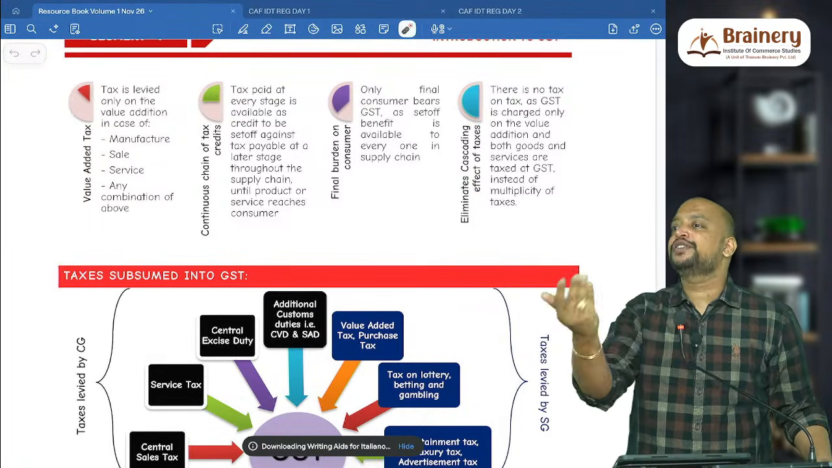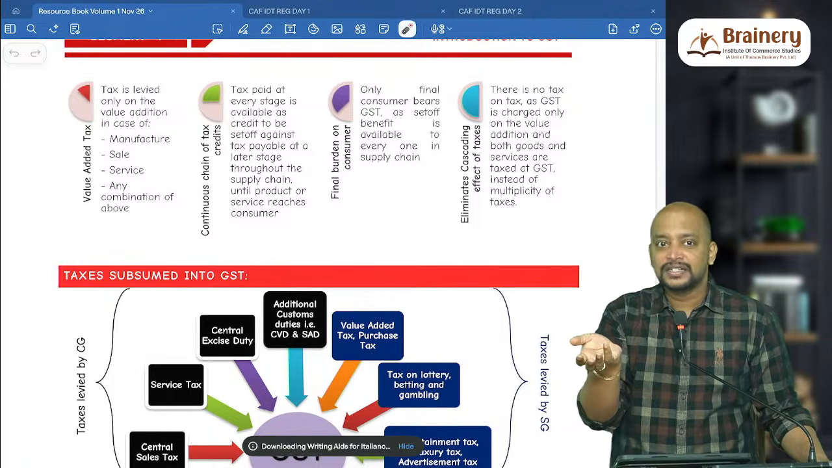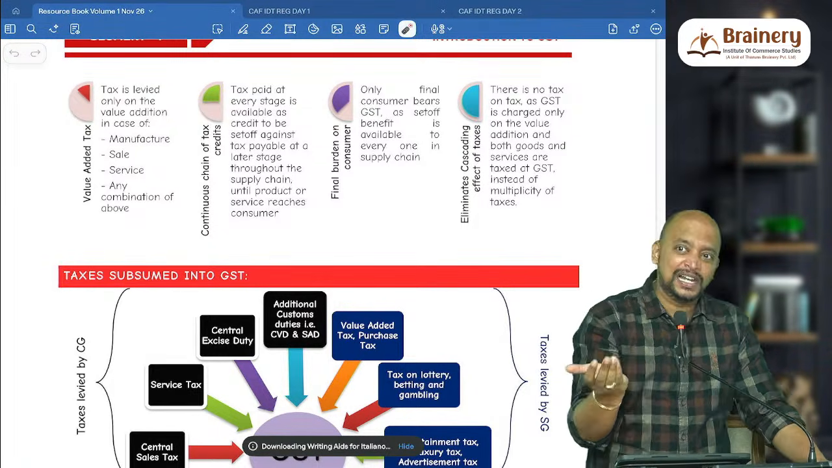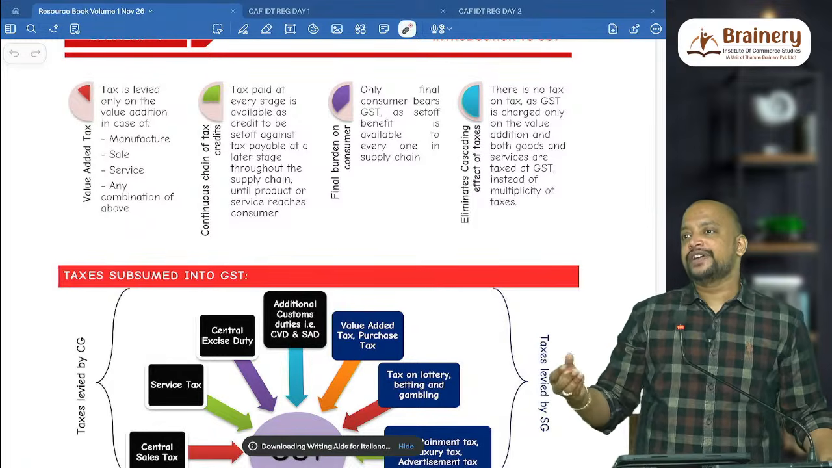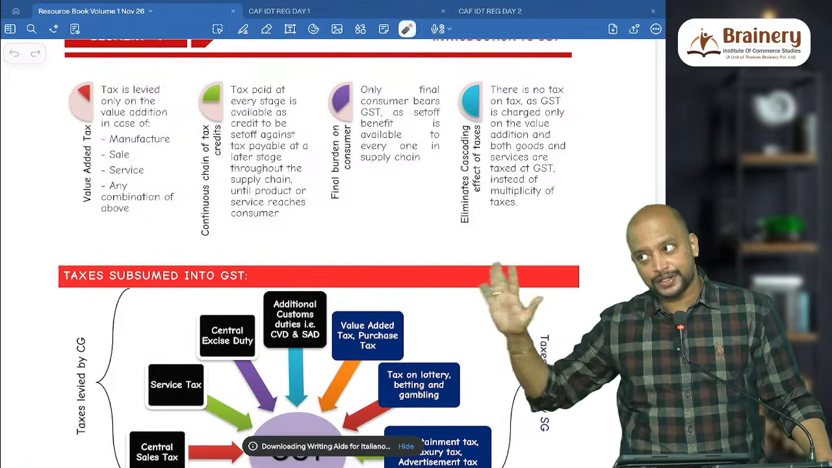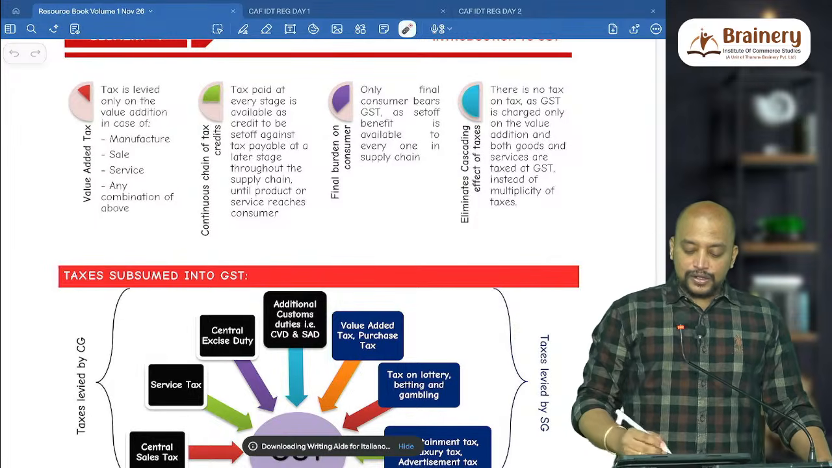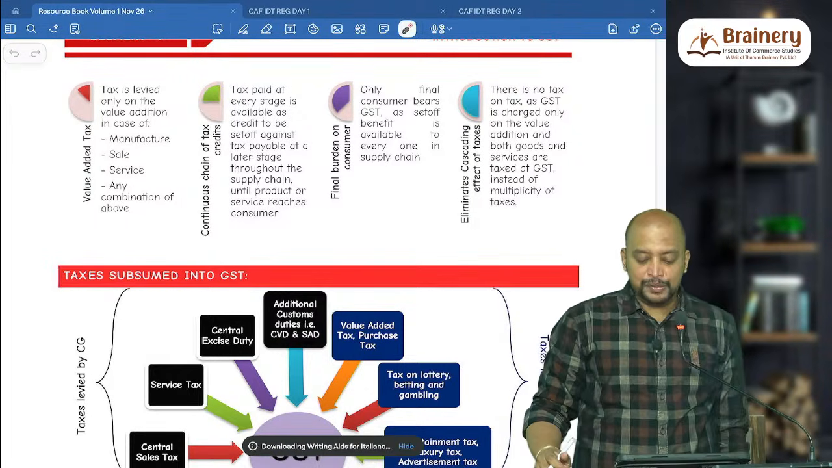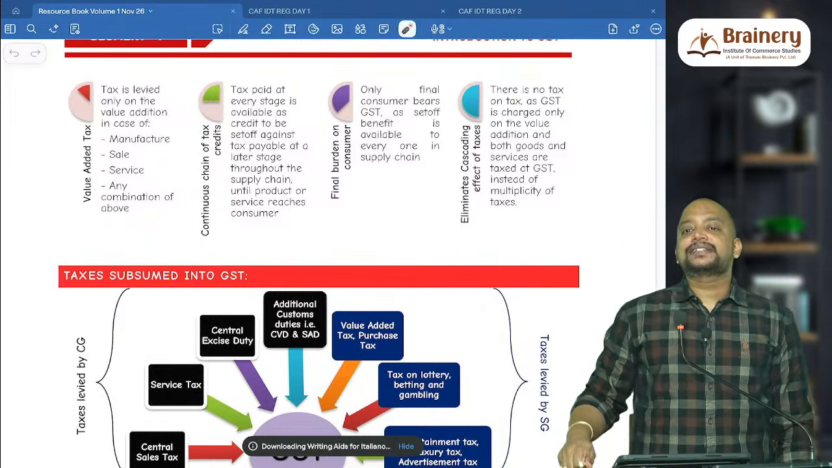When you don't have credit, what will happen? Your purchase cost will increase. When your purchase price increases, naturally your sale price also will increase. So because of that you have to increase the price of the output. Got it? Then who will have the final burden? Always the consumer. And it eliminates the cascading effect of taxes.